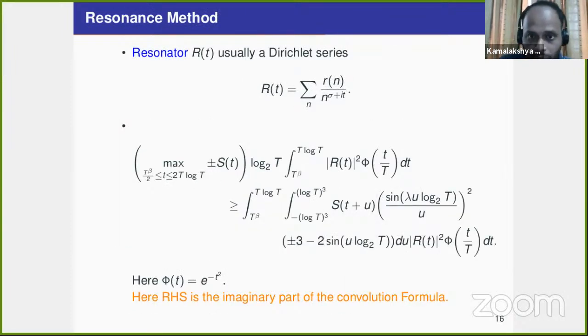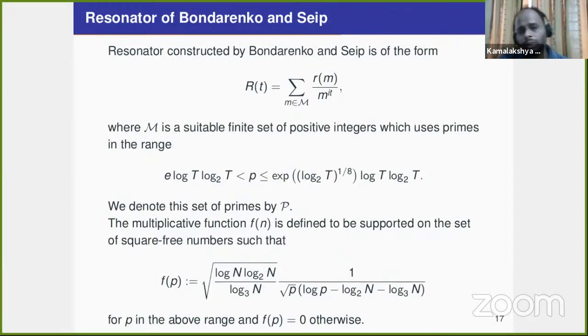Now we'll use our resonator on our convolution formula. So let's understand what should be the resonator. We will use the resonator that was used by Bondarenko and Seip. They have constructed this R_M quite explicitly. We'll not get into the very detail of this resonator. We'll just state some properties and see what are the things that are important for us to give large values.